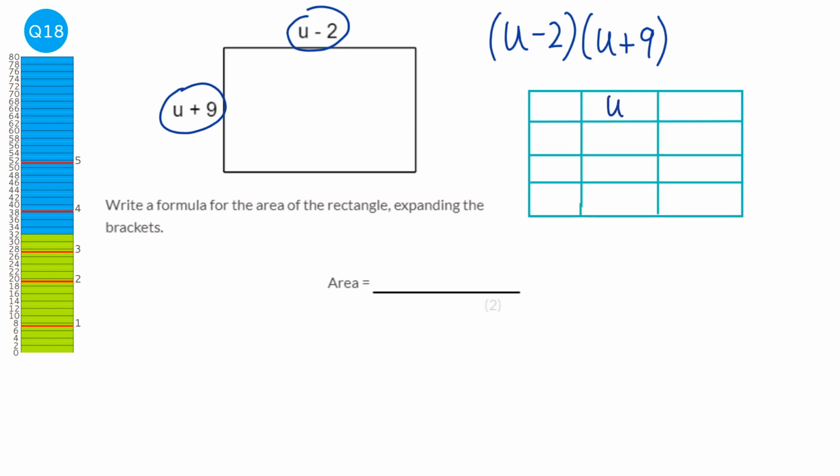And so we've got u minus 2, and we're multiplying it by u plus 9. So we've got u times u, which is u squared, u times minus 2, which is minus 2u, 9 times u, which is 9u, and 9 times minus 2, which is minus 18. And what we're going to do is add the like terms together. So our answer will be u squared, and then 9u plus minus 2u. Well, that's just going to be 9u take away 2u, which is 7u. So plus 7u, and then minus 18 at the end.